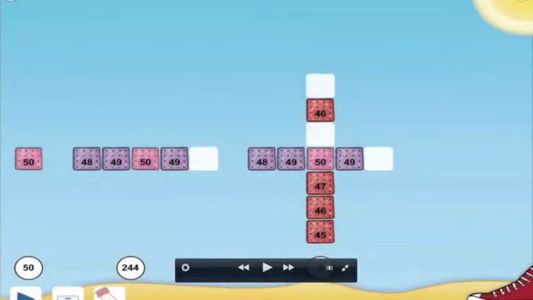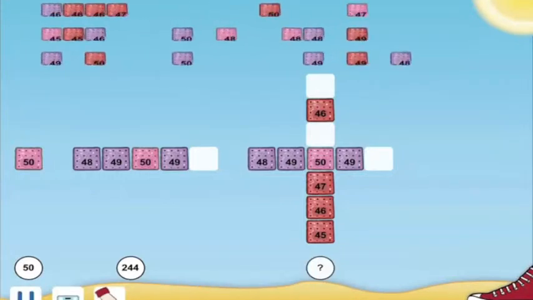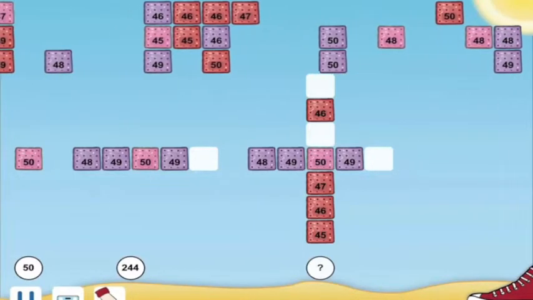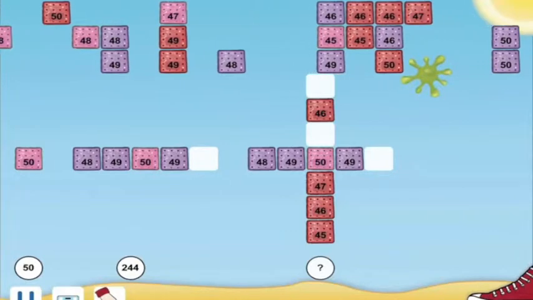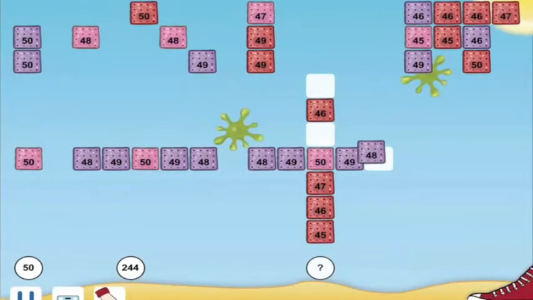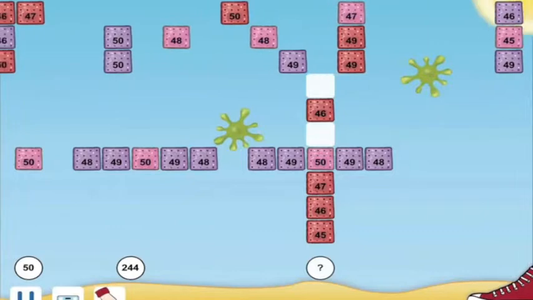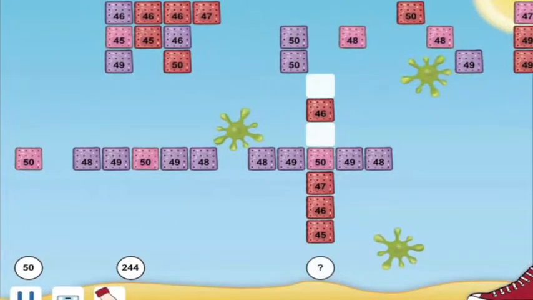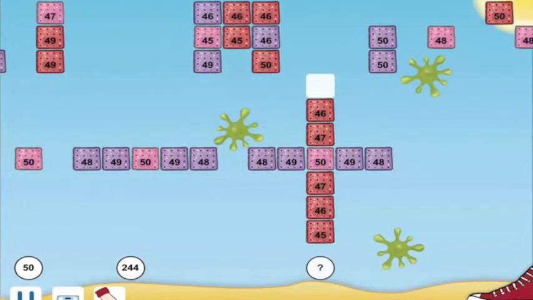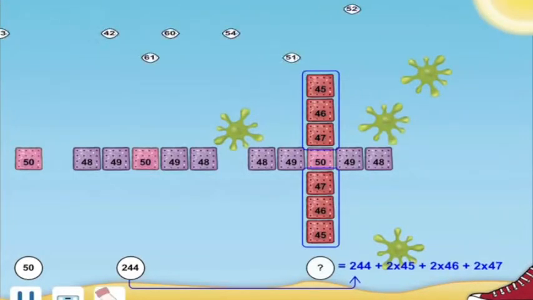The last example demonstrates a more challenging pattern. Notice that in this pattern the numbers are decreasing by 1 both in the vertical and horizontal direction. Let's go ahead and finish the pattern. If we go horizontally, we see that we're going 48, 49, 50, then 49 and back down to 48. If we're going vertically, we start out with 50 in the middle, and we're going 47, 46, 45. Got a 47 here and a 45 there. Great, we completed the pattern.